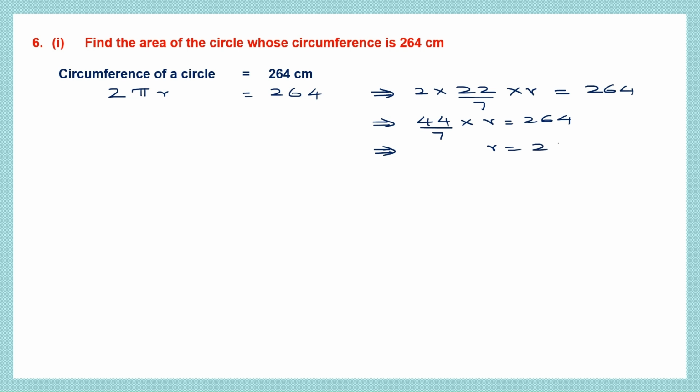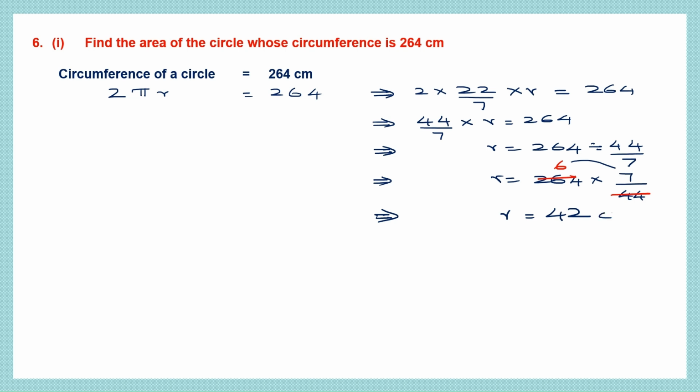r is equal to 264 divided by 44 by 7, or r is equal to 264 into 7 by 44, the reciprocal. Now we can cancel 44 and 264. 44 into 6 is 264. Now multiply, 6 sevens are 42. So now we have found r, and radius is equal to 42. So radius is now 42 centimeters.